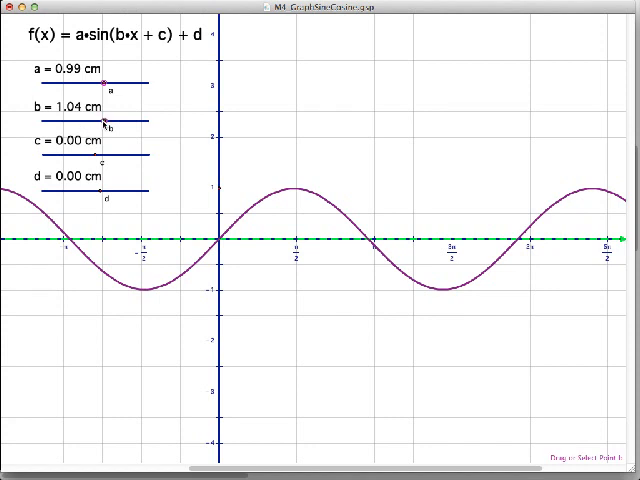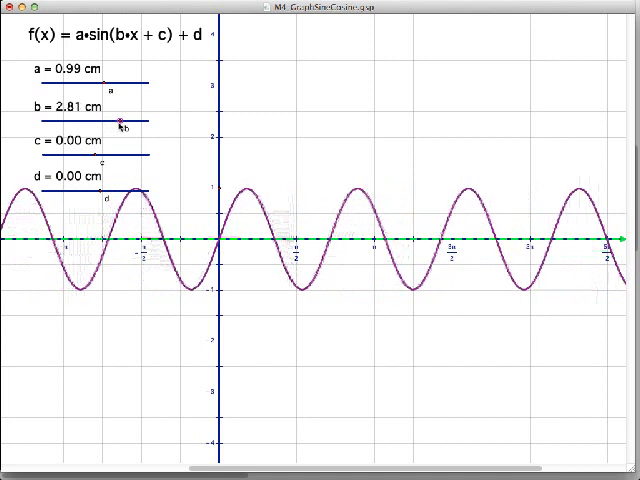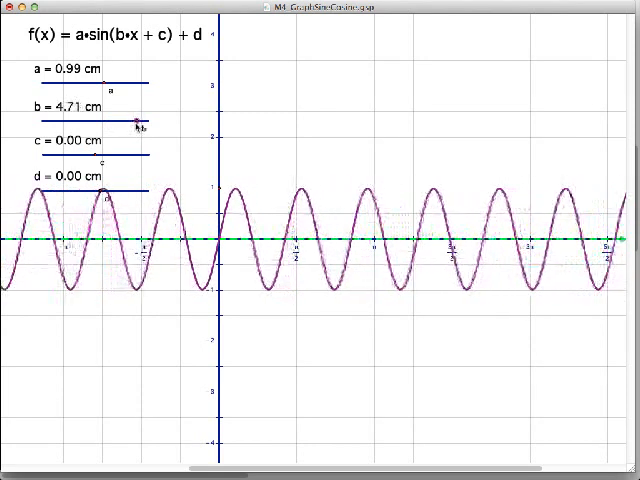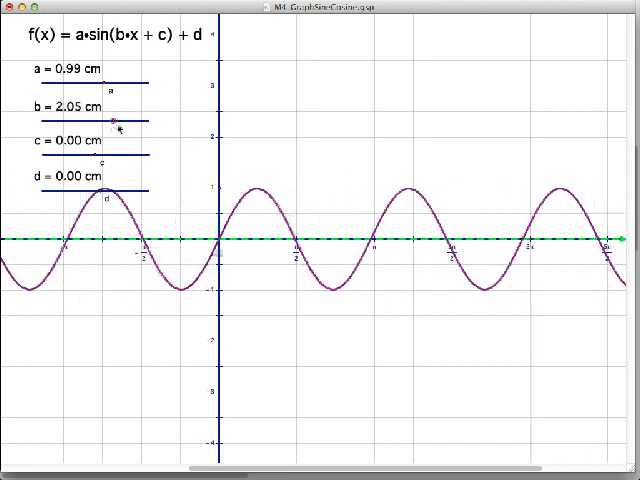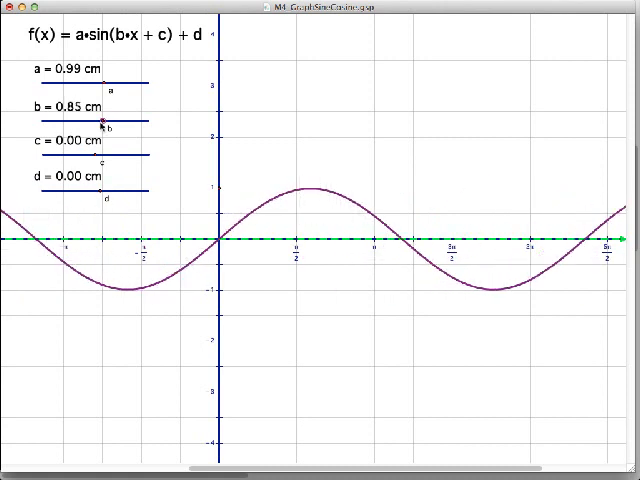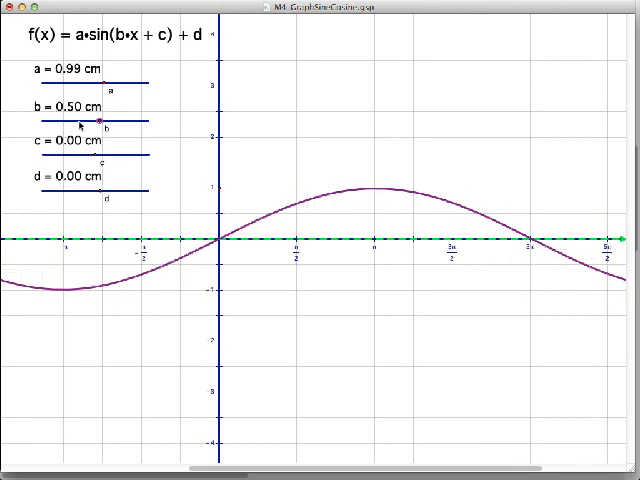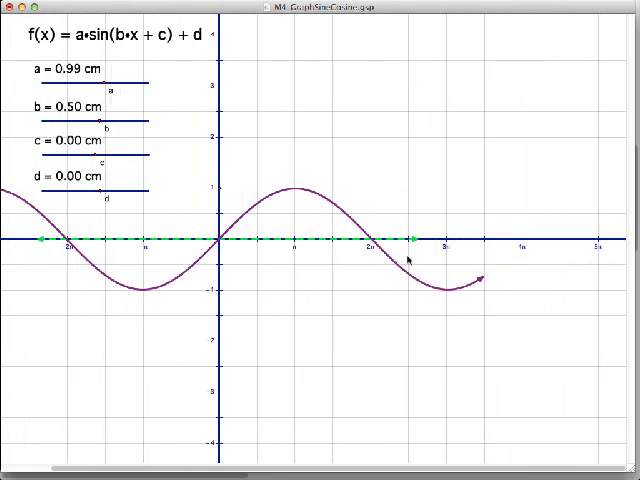If I change the value of b to a bigger number, notice it's horizontally smooshing it, right? And my period is getting smaller and smaller. So notice if b is 6, it's going through this cycle 6 times in the regular 2 pi distance, meaning the period is now 1/6 of 2 pi. Or if b was 2, notice it's going through one full cycle in pi radians rather than 2 pi radians. And if we have numbers that are smaller than 1, notice it's stretching it. So if b is 0.5, it's only halfway through its cycle by the time it gets to 2 pi, and it wouldn't complete until 4 pi.